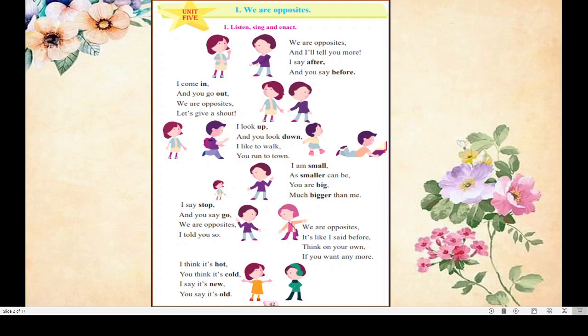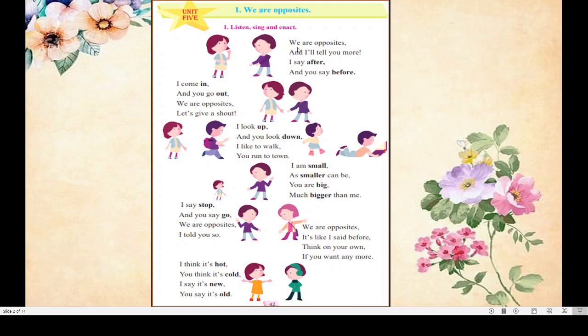See, this is your textbook, page number 42. We Are Opposites. This is the title of the poem. Listen, sing and enact. Children, first we will read this poem. Then we will go through each line.